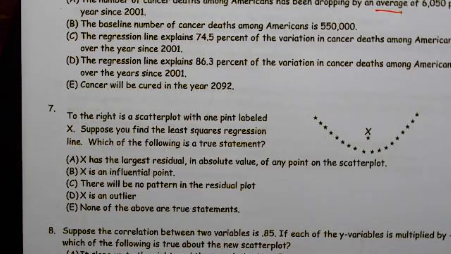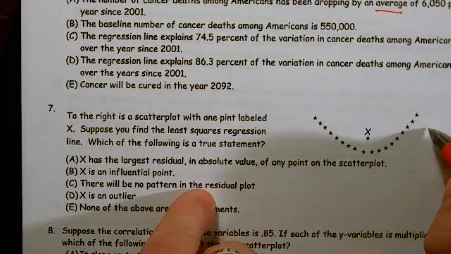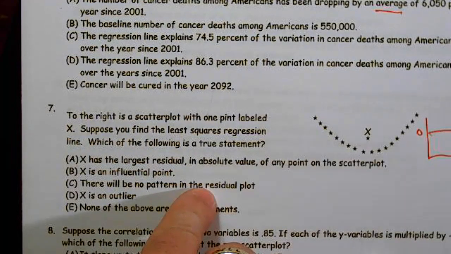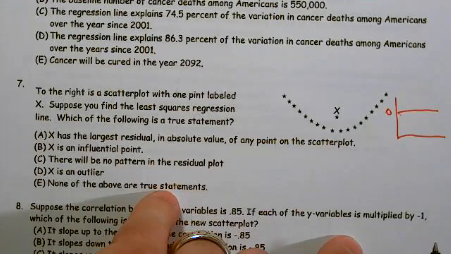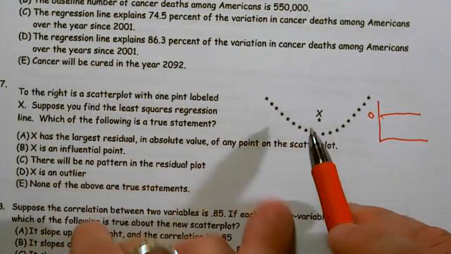All right, number 7, one of my least favorite questions, to be truthful with you. To the right is a scatter plot with one point labeled X. Suppose you find the least squares regression line, which of the following is a true statement. And they want to know, first, X has the largest residual. Well, remember, the residual plot is data that's going to be centered at 0. And some data is going to be above the line, and some are going to be below the line.